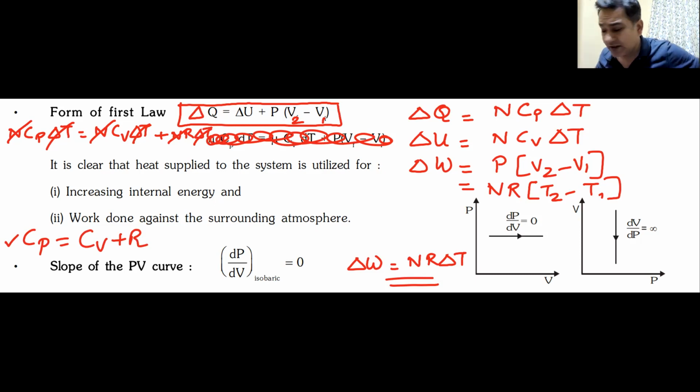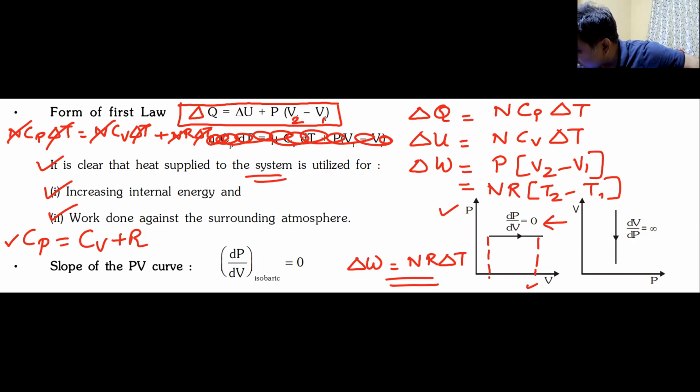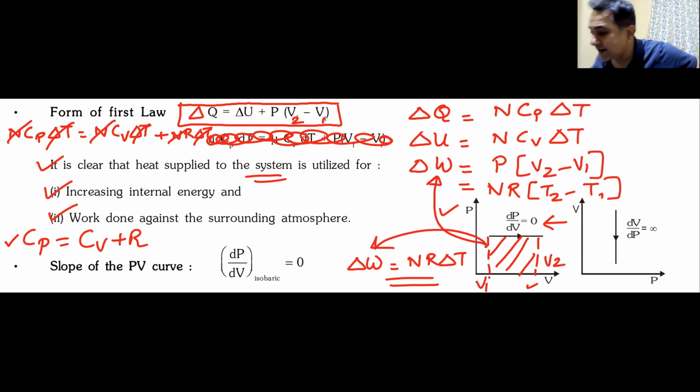Every word of it that I'm saying has to be written in your books. It is clear that this heat is utilized to increase the internal energy and to do work done. This is how the PV graph looks. The slope of this PV graph is zero. Can you see this slope as zero? It is a straight line parallel to the V axis. The work done in this process can be found from the area of this graph, which is equal to P into V2 minus V1. This is V1 and this is V2. Do we understand this?